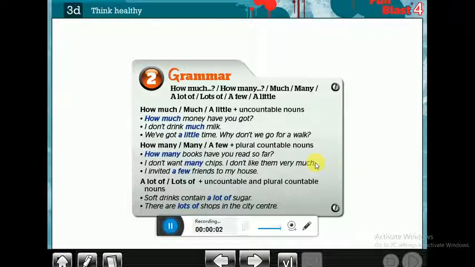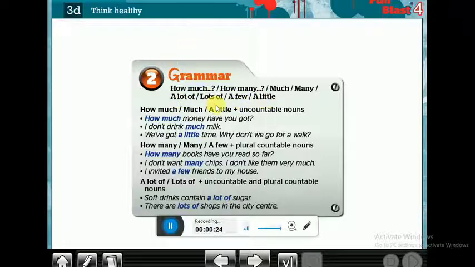My dear students. Today we are going to speak about countable nouns and uncountable nouns relating to the question words how much and how many, and how to use much or many in the question. Besides, we have to differentiate between a lot of, lots of, a few, and a little.